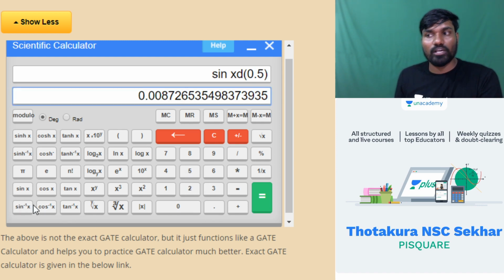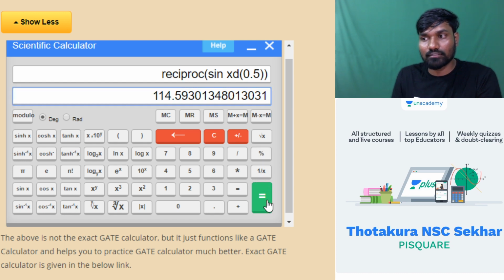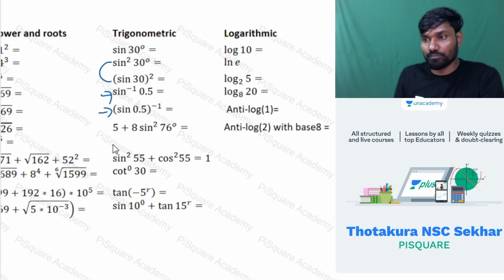Sine 0.5 is over. Inverse x. This whole value is x. So if I take this, that will be the inverse. Inverse is 114.5930. Okay, this is the value. Clear with it? Now the next one.